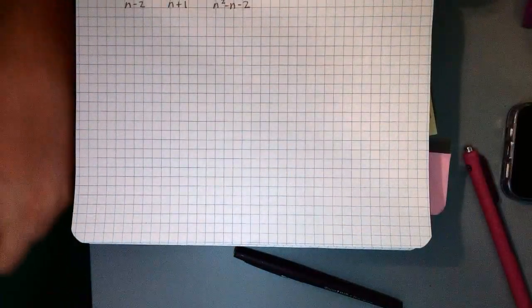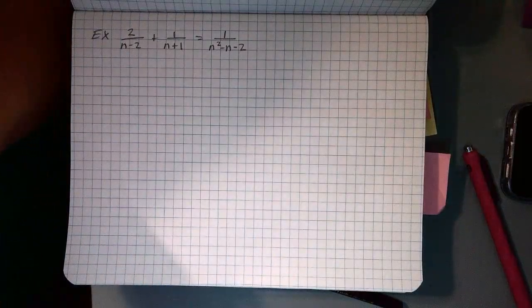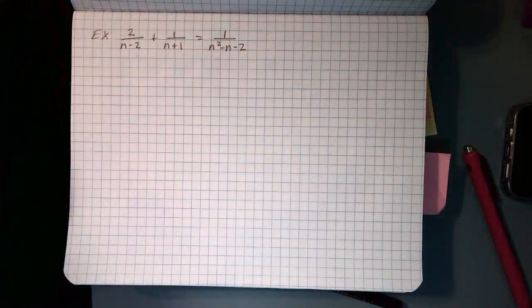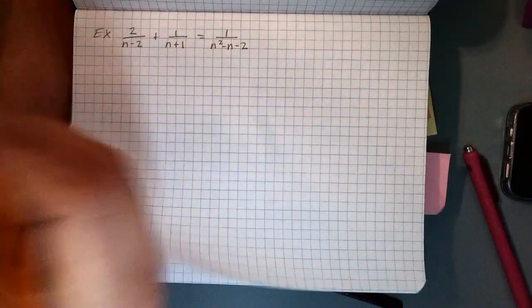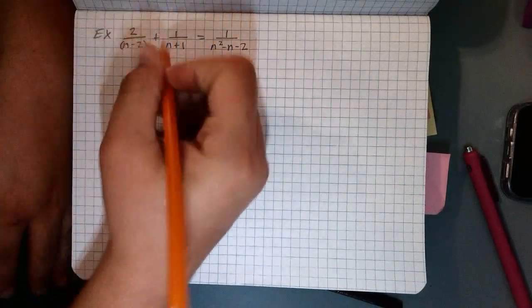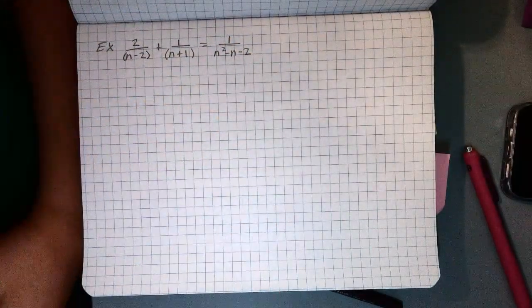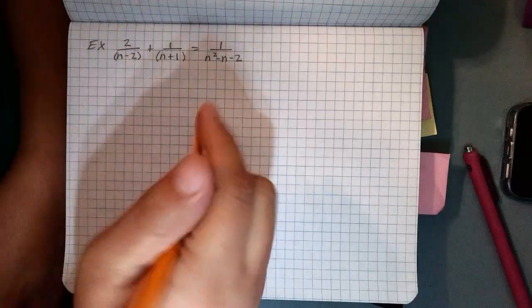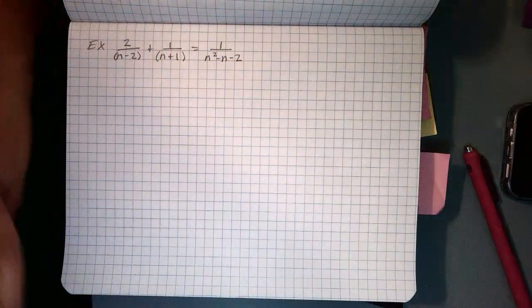What happens if I have a quadratic function in one of my denominators? More often than not, if I multiply this grouping, n minus 2, times this grouping, n plus 1, and you can use the FOIL method or the box method to do that, we will get n squared minus n minus 2. So you can handle this problem two ways.